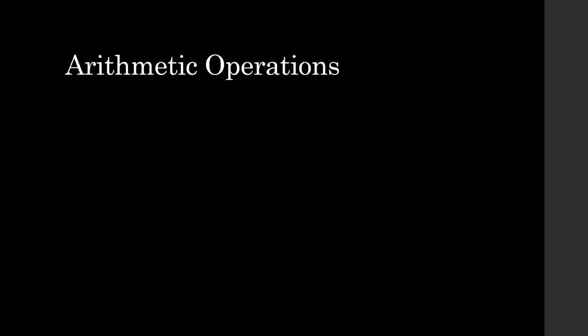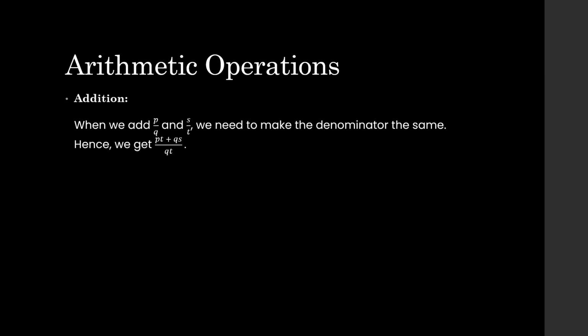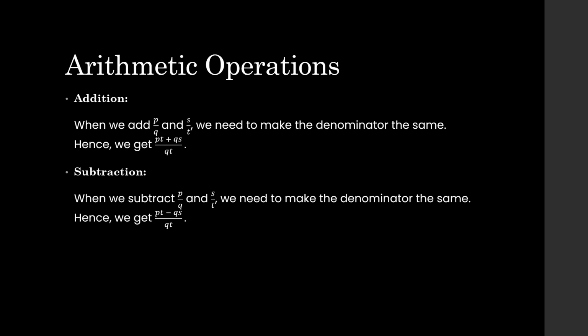Let us discuss now the arithmetic operations. Basically, there are four arithmetic operations: addition, subtraction, multiplication and division. Let us discuss addition and subtraction first. When we add two fractions, suppose p upon q and s upon t, we just need to make the denominators the same. For that, we cross multiply the fractions: p upon q plus s upon t is p into t plus q into s upon q into t. Similarly, for subtraction, we make the denominators the same and the addition symbol is replaced with the subtraction symbol.